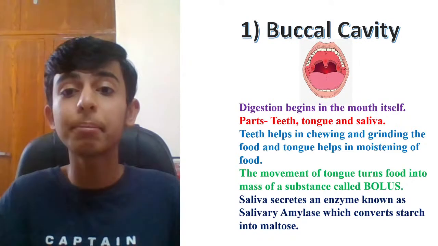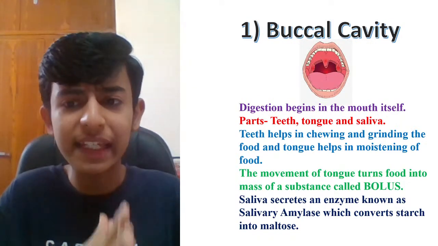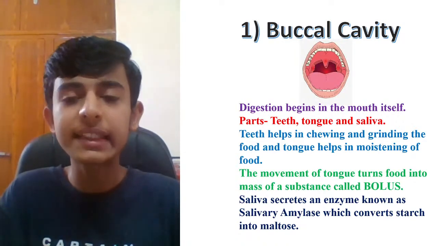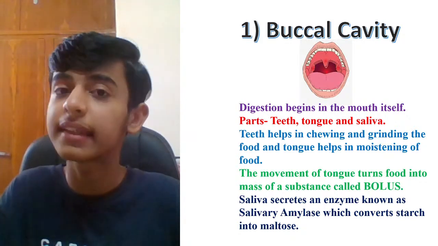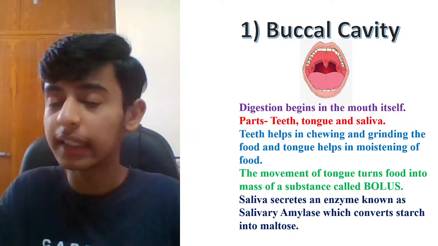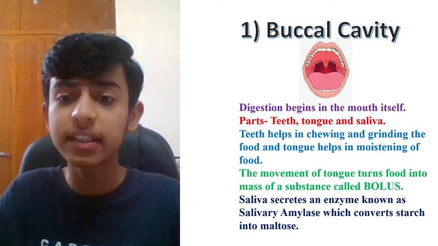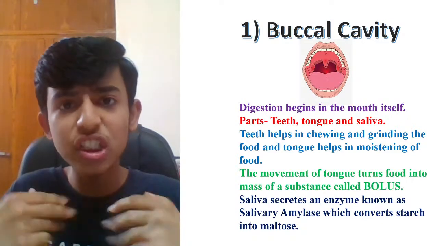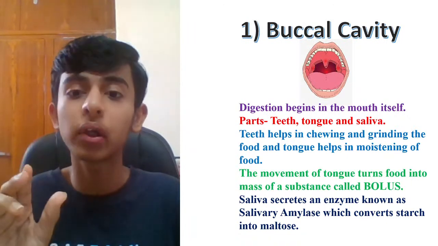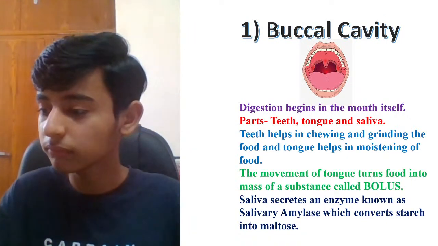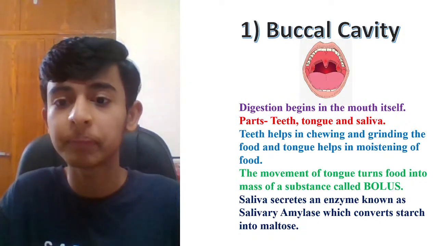The mouth that we have is also known as the buccal cavity, and the digestion begins in the mouth. There are basically three parts of the mouth: the teeth, the tongue, and the saliva. Now what is their role exactly? First, teeth. Teeth help in chewing and grinding the food to convert it into smaller molecules.